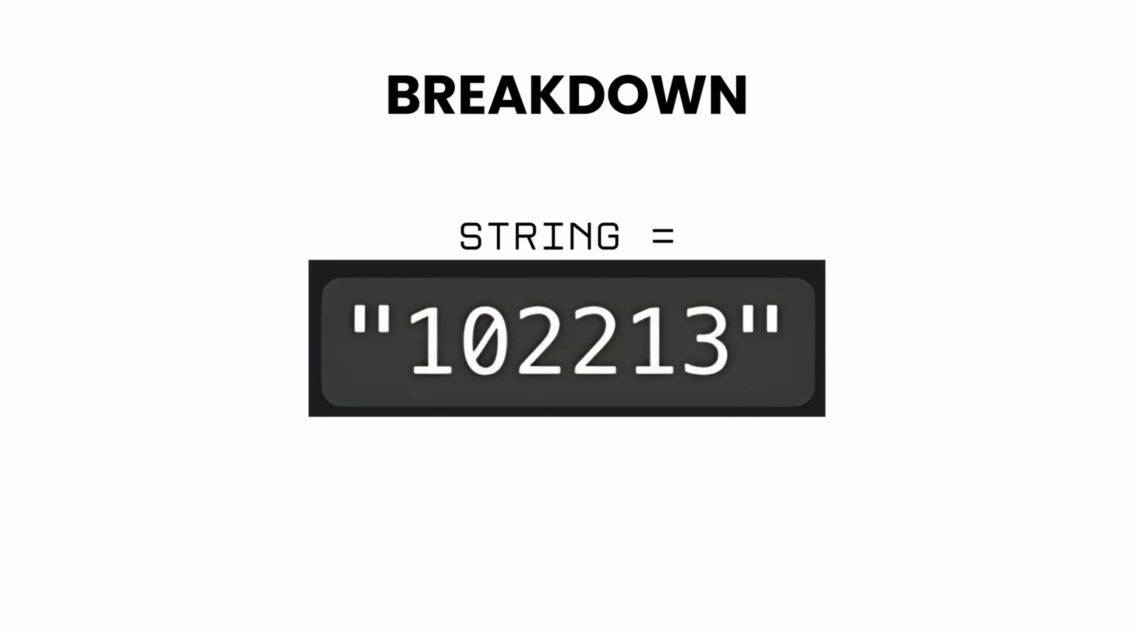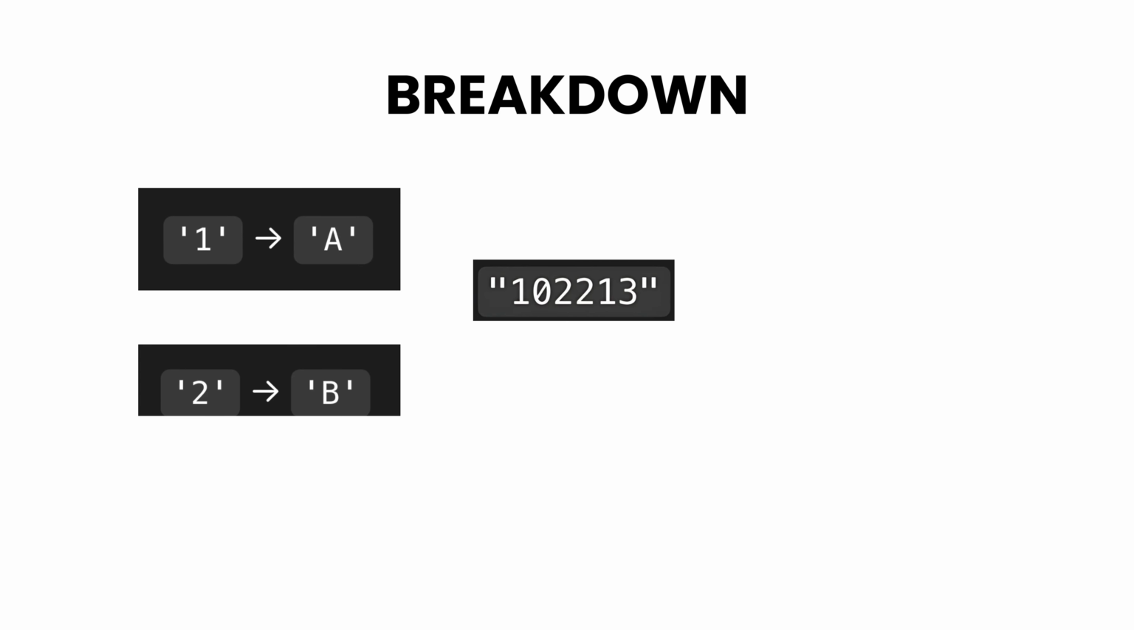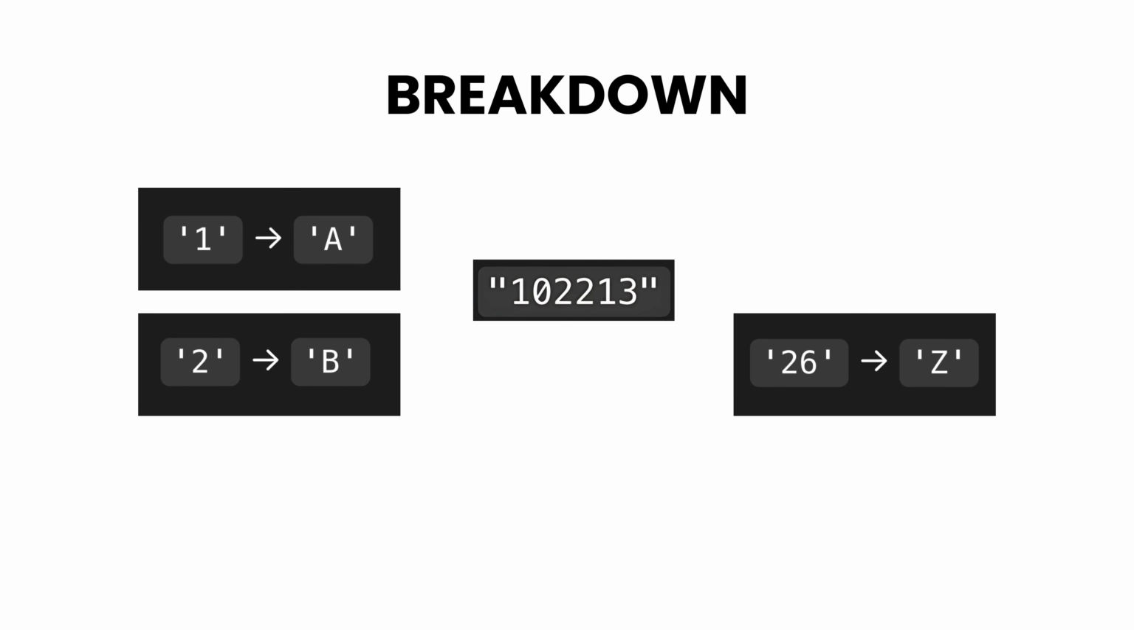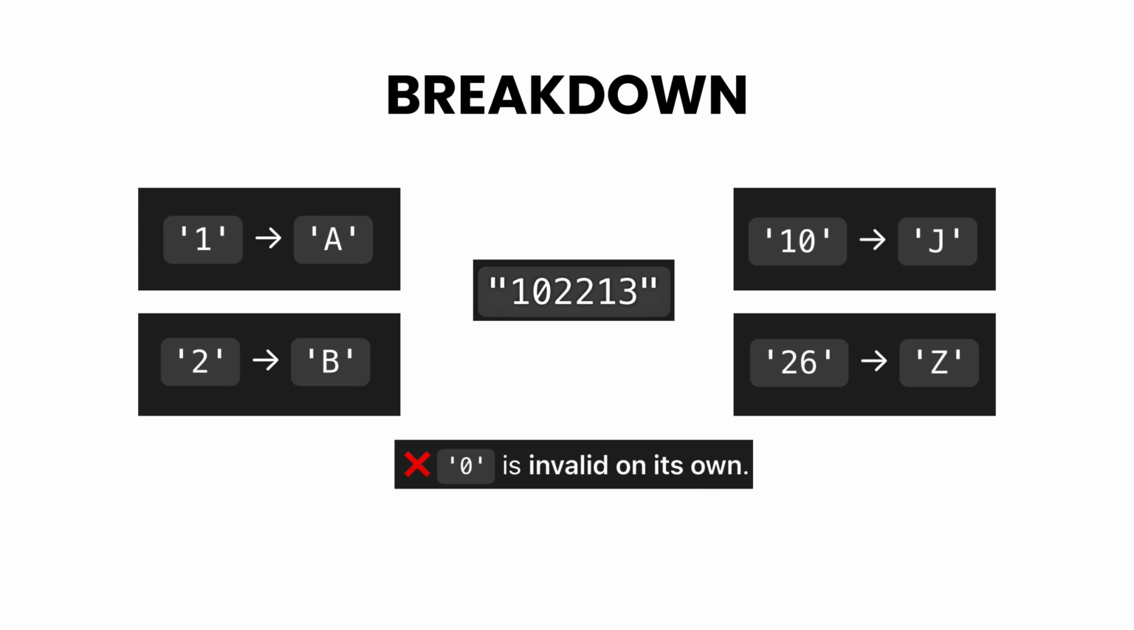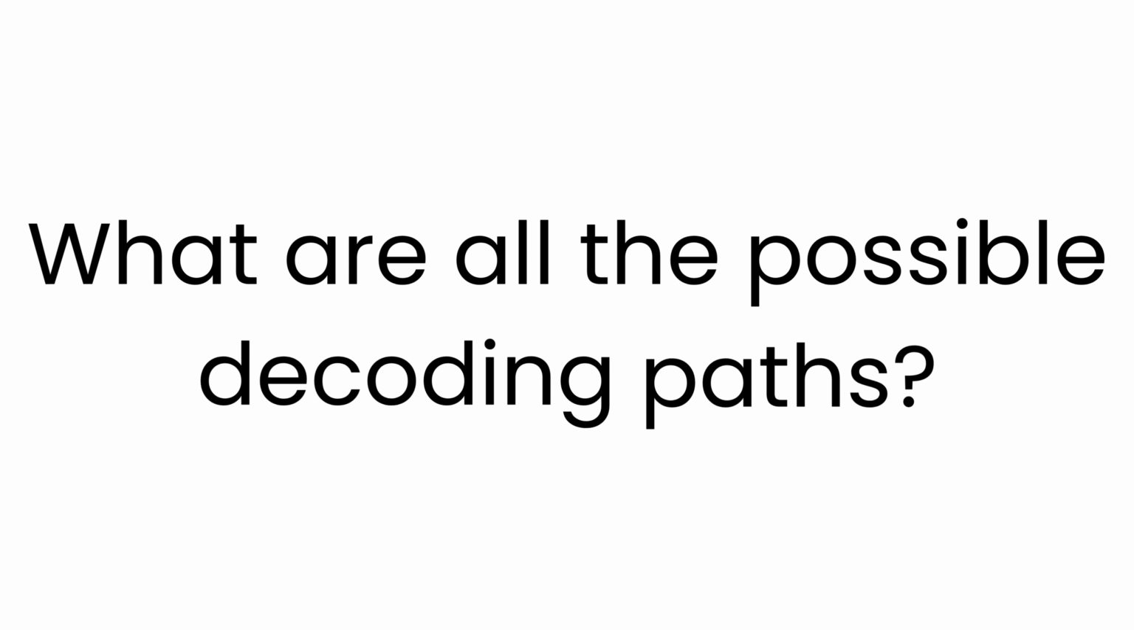Here's the breakdown. You're given a string of digits, like 102213, and each digit or pair of digits can map to a letter, 1 to A, 2 to B, 26 to Z. Your job? Count how many ways you can decode the string, following those rules. A 0 on its own is invalid, but 10 is valid since it maps to J. What are all the possible decoding paths?